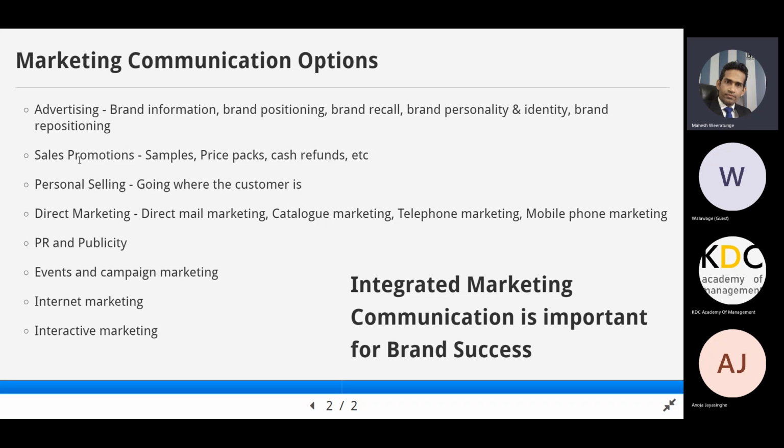And also, publicity articles are independent views by the authors, different writers, the reporters.